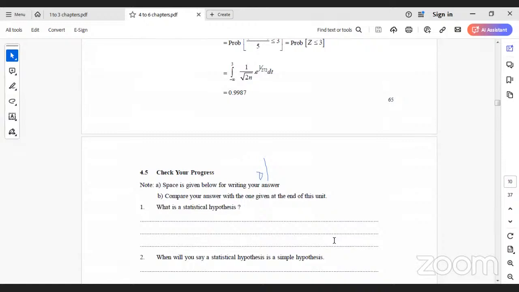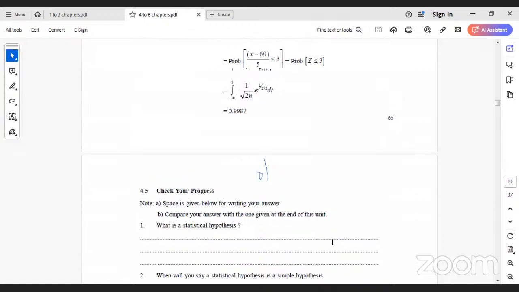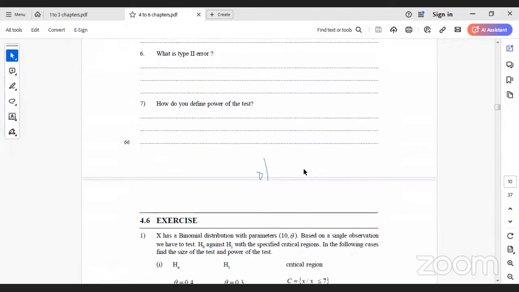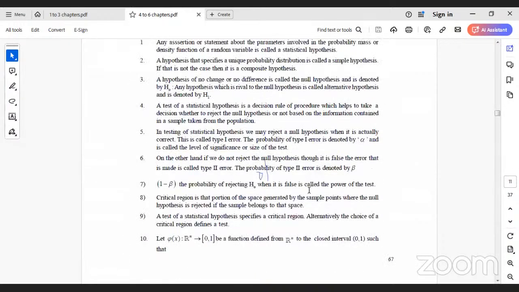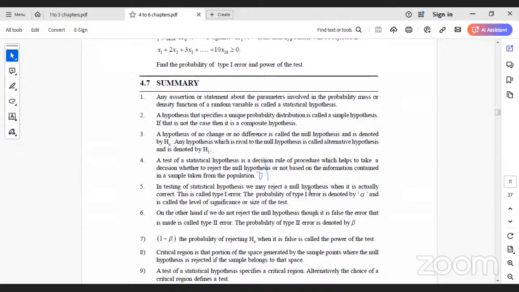So what is a statistical hypothesis? When will you use a statistical hypothesis? Simple hypothesis, composite hypothesis, type 1 and type 2 error, we are summarizing. So listen here, one summary point, so you can learn here.